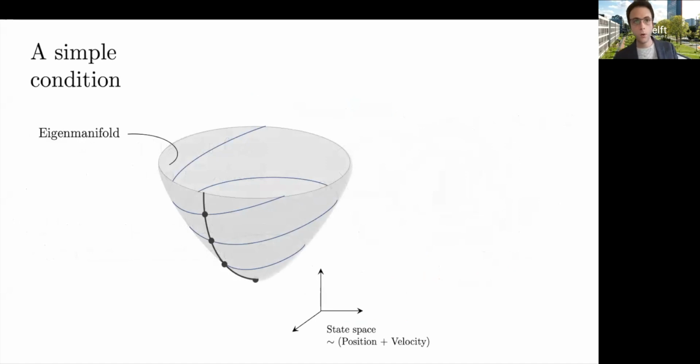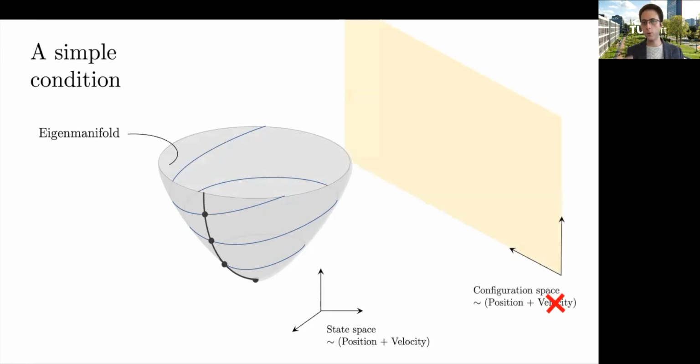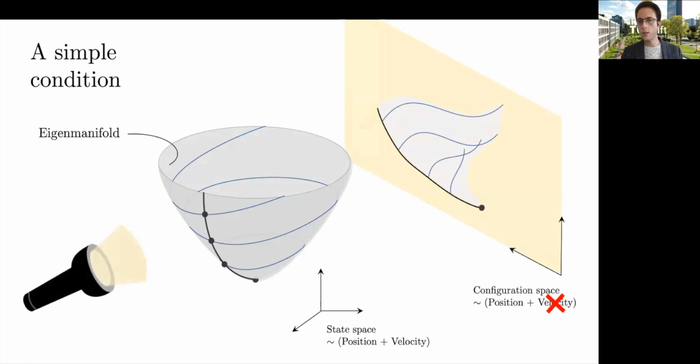In the paper, we show that there is actually a pretty simple condition that we can look at to see if we can or not achieve this goal. The idea is that we look at the eigenmanifold, and then we look at the configuration space. The eigenmanifold lives in the state space, so position plus velocity. We look at the configuration space, and we just do a very simple standard projection of the eigenmanifold in configuration space, and then we look at how the modes look like in this projection.